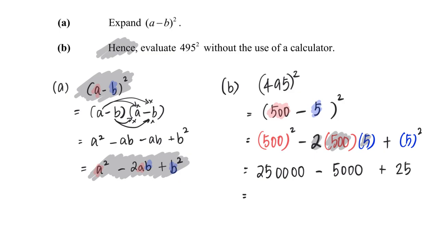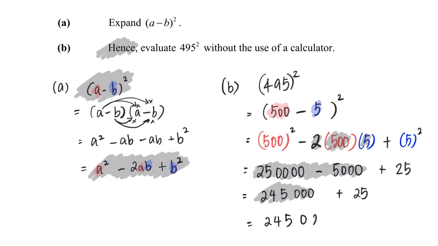And from here, I would then be able to get 245,000 plus 25. Okay. This will give me this. And finally, the final answer, 245025. And we have successfully used the result from part A to evaluate the answer for part B. Let's move on to the next question.